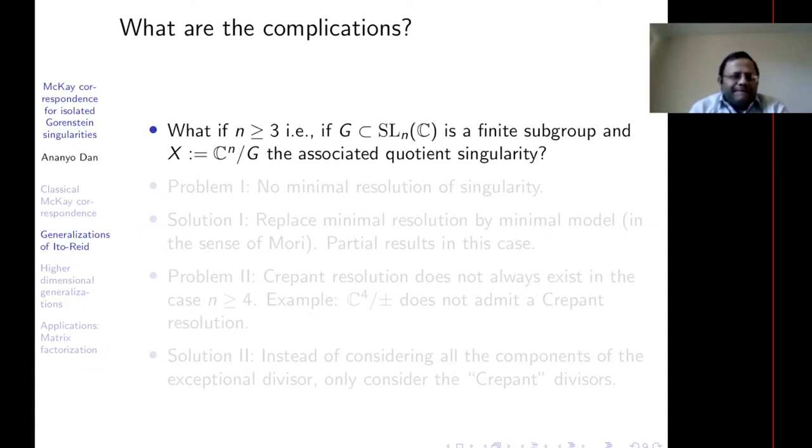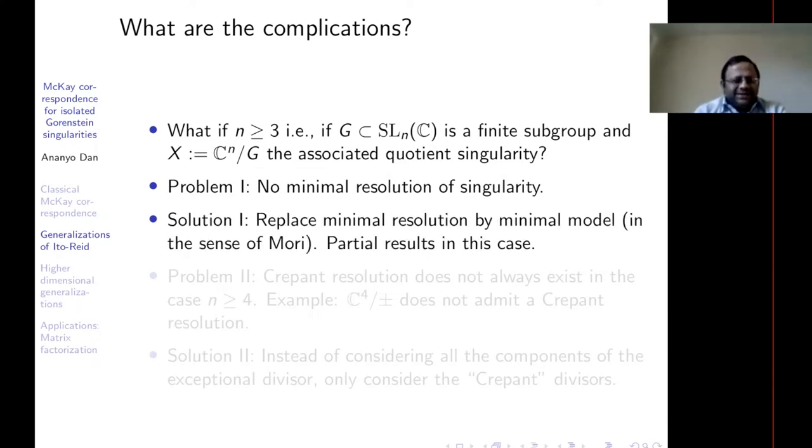Okay, so we now go to what are the complications, what happens when we go from the surface case to higher dimension. So previously we were looking at C2 quotiented by a finite subgroup of SL2. Now we want to look at the case when n is greater than or equal to 3. So the first problem that happens is that we do not have a minimal resolution of singularity.